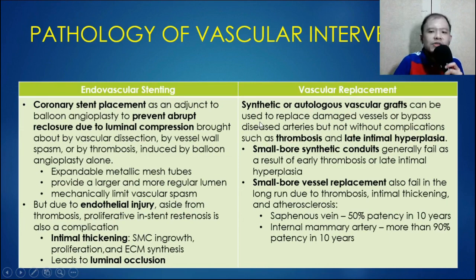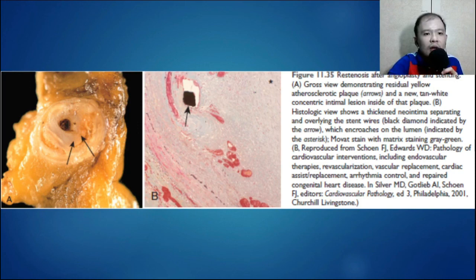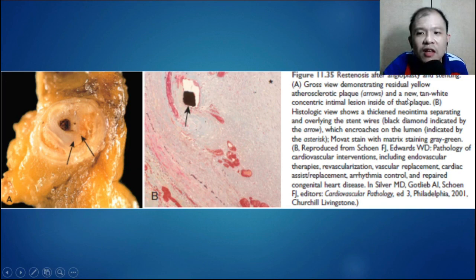So this is the gross view demonstrating residual yellow atherosclerotic plaque, with a concentric intimal lesion inside that plaque. Imagine, the black diamond here is a stent wire, and the thickened new intima separating and overlying the stent wires.